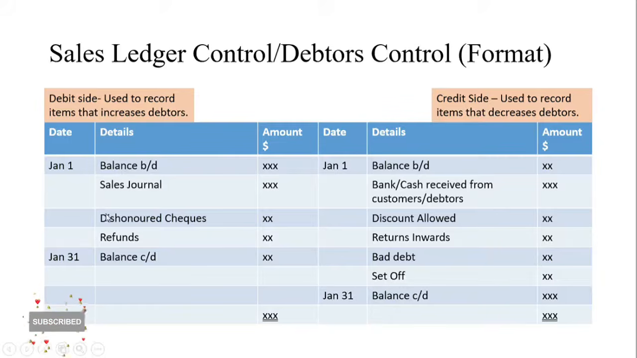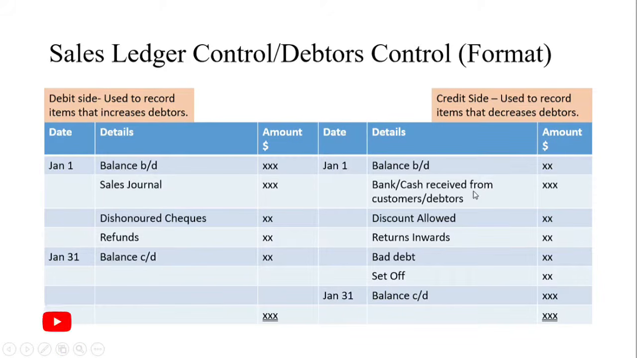And then refunds, right? Normally when your customers pay you money, you would have credited their account. That's just like this right here. But then if they pay too much, you would have to send back some of that money to them, so you would have to debit it. So that's why refund is on this side.